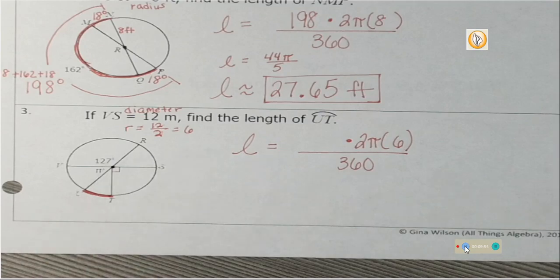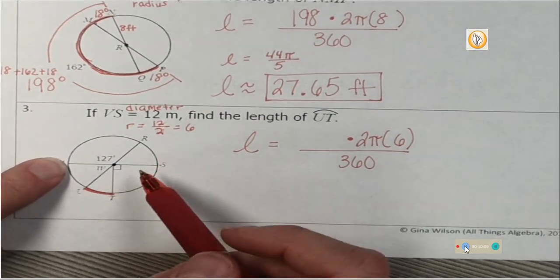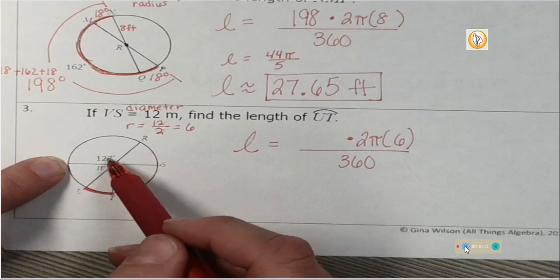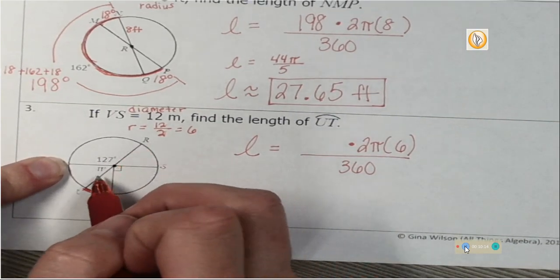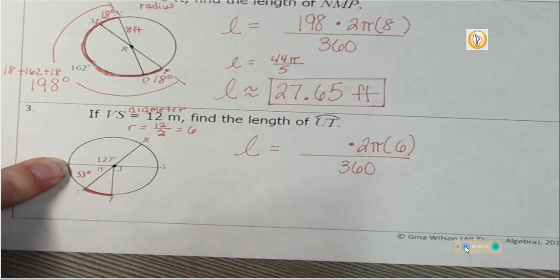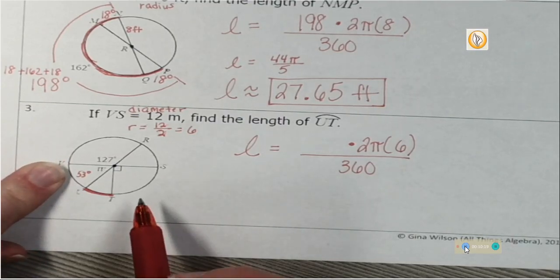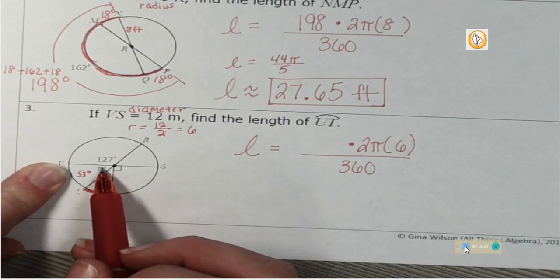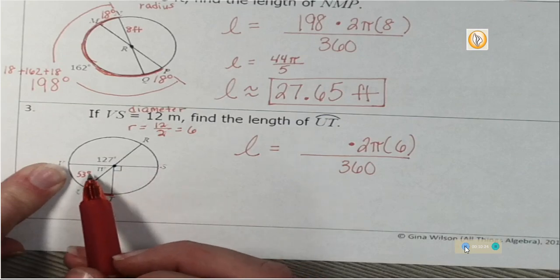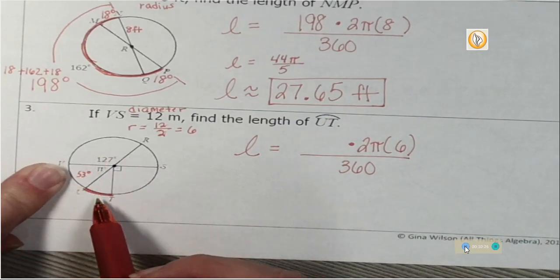Alright, so what did you find is the degree measure for arc UT? 37? That's what I'm hearing. Now, how did you do it? What did you do? 180 minus 127 is 53. Alright, so my girl says 180, so this straight line minus 127 was how many? 53. And then what'd you do from there? So, that's like vertical angle. These two are vertical. Alright, and so then you could do 360 minus all those, gives you what's left.